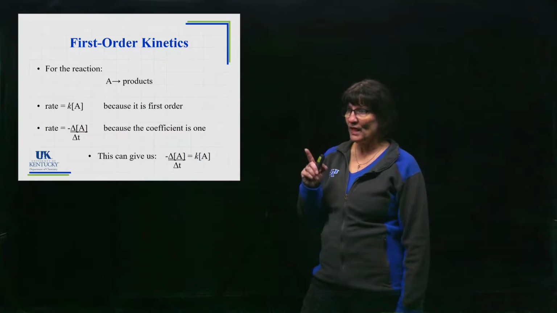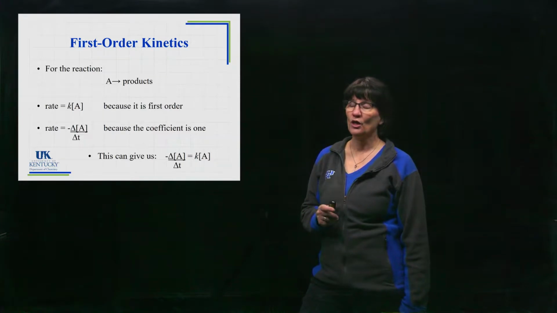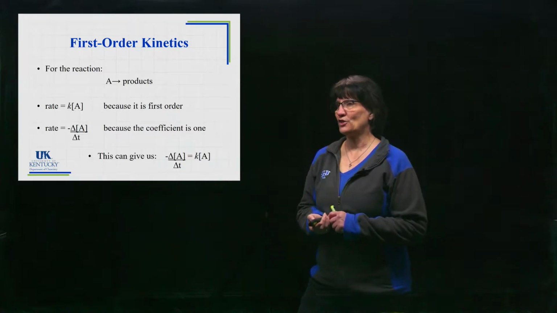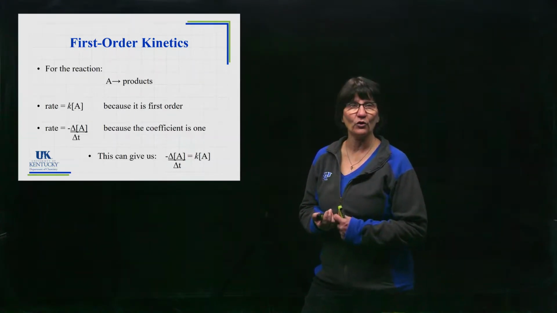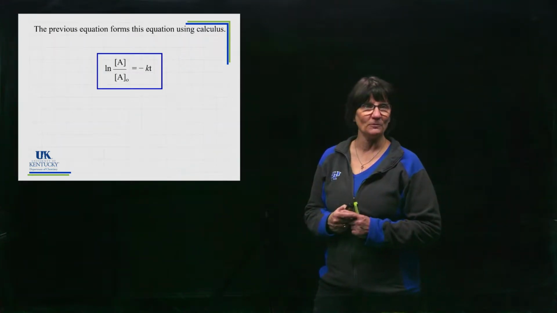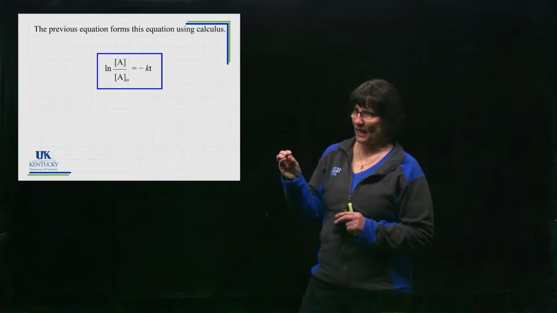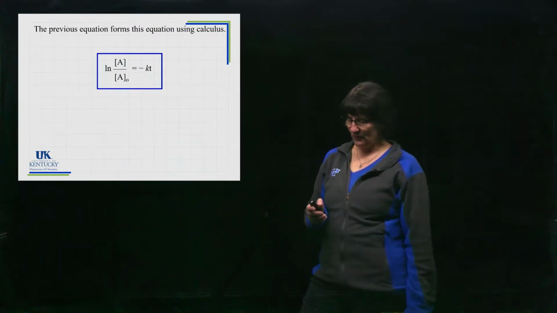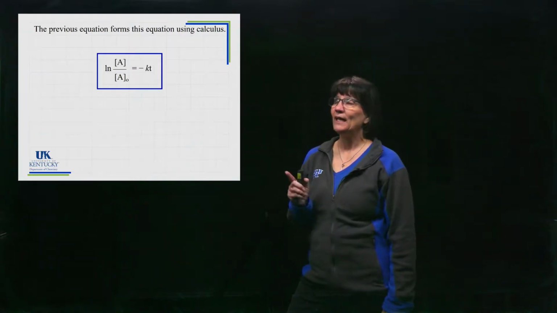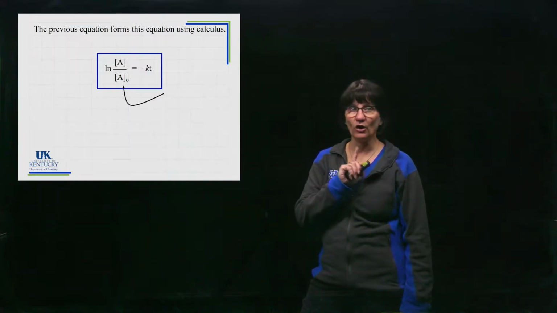Now, this right here and a little bit of calculus will get us to our next equation. For those of you who've had calculus, you could try to derive this next equation, but calculus is not a prerequisite for this course. So I'm going to do a little hand waving and take you to that next equation. The natural log of A over A naught, that's how I will say it, A with a little zero, is equal to negative kt. This is the integrated rate law for a first order reaction, because it took integration to get to it. That's all it is, okay? That's all it applies to.